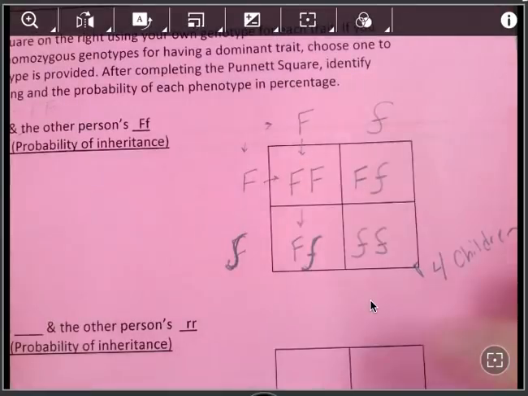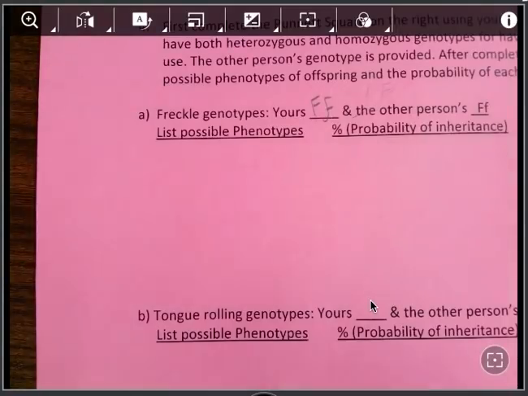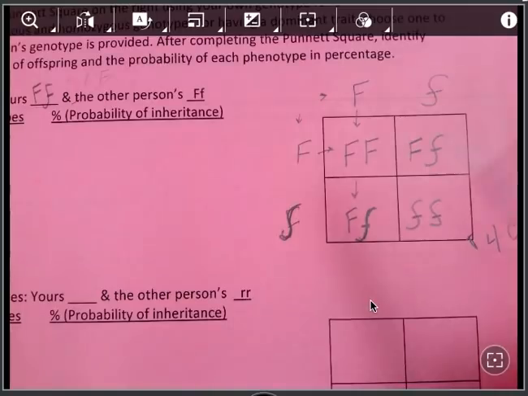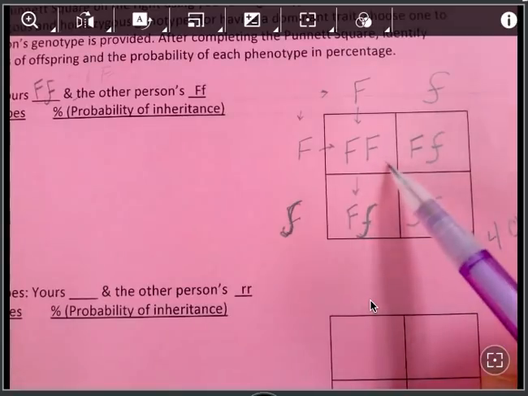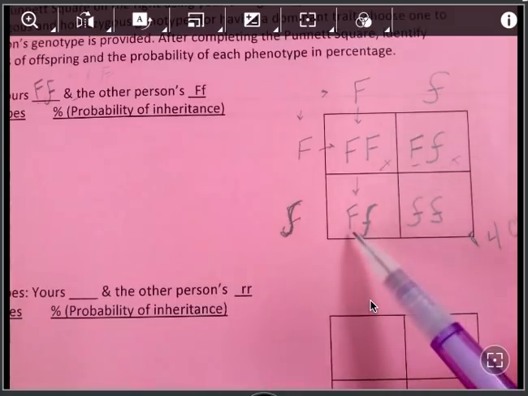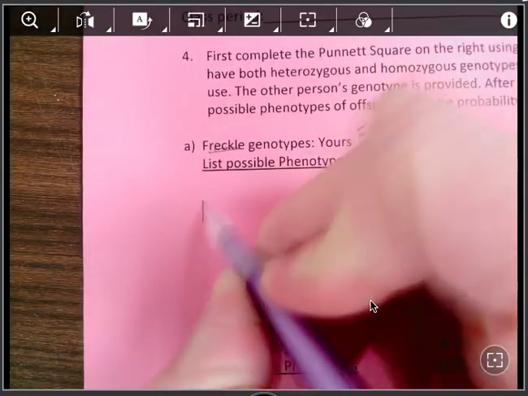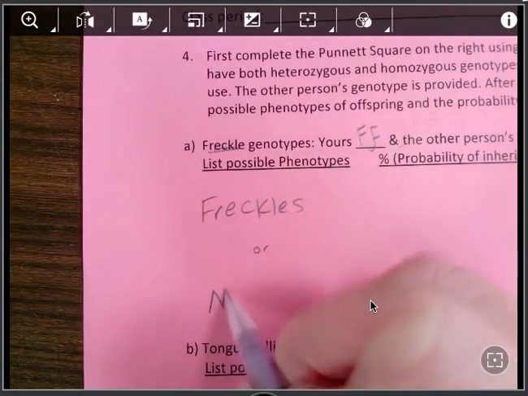So of these four children, to fill out this spot, list the possible phenotypes. Well, we have to remind ourselves what trait we're talking about. We're talking about freckles. So what could the possible children look like? If there's a capital F and freckles are dominant, that means that child will have freckles. So this child has freckles because it has a capital F. You only need one capital F. This child has freckles because of the capital F, and this child has freckles, and this child does not. So the possible phenotypes, you would write freckles or no freckles.